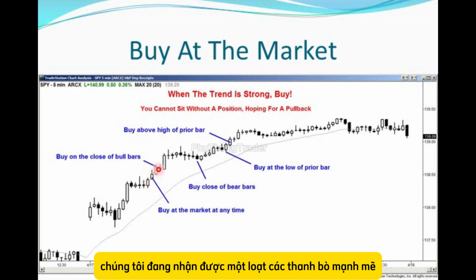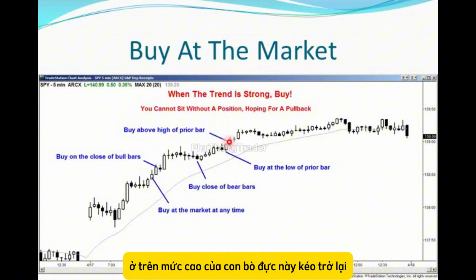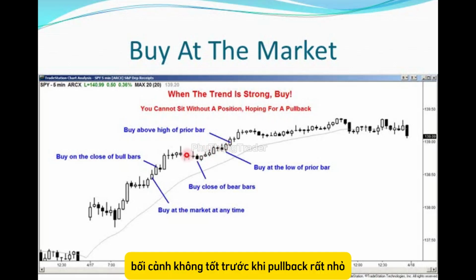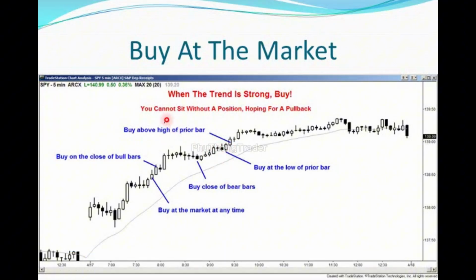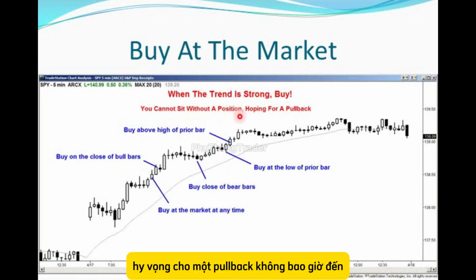We're getting a series of strong bull bars. Buy at the close of the strong bull bar. We have a little pullback. Buy above the high of this bull pullback, betting on higher up. We have a bear close. That's an attempt to reverse the market. Buy the close of the bear because the attempt will probably fail. The market's trying to reverse here. Context is not good. Prior pullbacks are very small. This will probably fail. Place a limit order to buy at its low and get filled as soon as the market moves 1 tick below its low. You don't have to take all of these, but make sure to take at least one of these. You don't want to sit without any position at all, hoping for a pullback that never comes and then missing a trend like this.